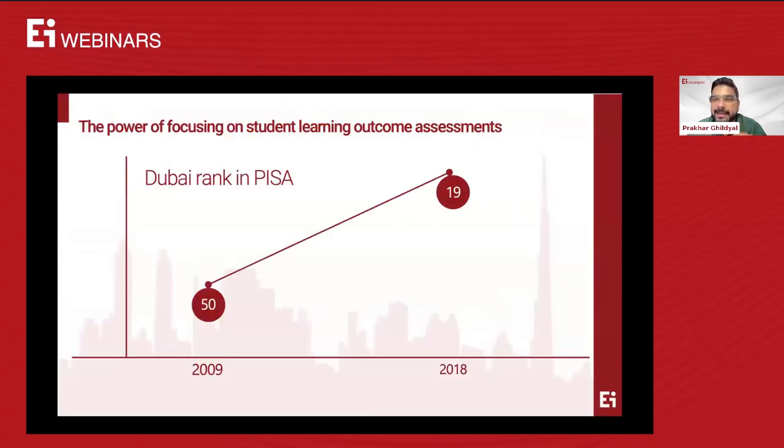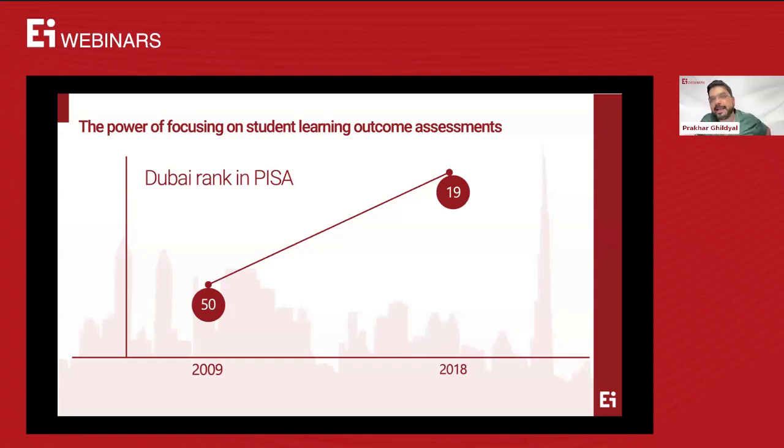2018, Dubai was 19. In the last PISA, Dubai was 14th rank. So I'm showing you a micro picture of a school, and I'm also showing you a macro picture of a large province with a group of schools. So when people ask, hey, this is just another test, and can this improve? This is true for Finland also, by the way.